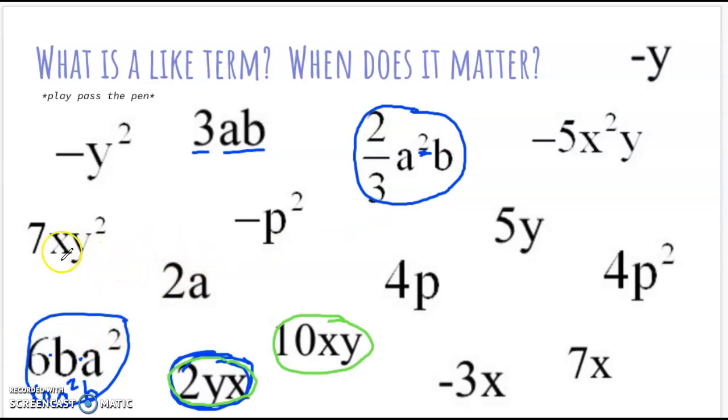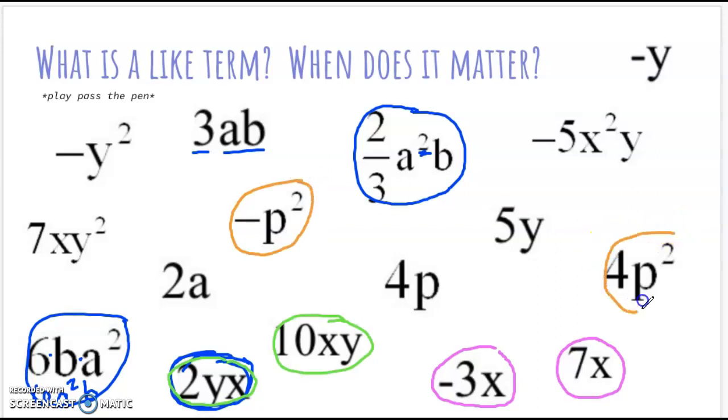Let's see here. 7xy squared. Well, I've got this negative 5x squared y. Doesn't match exactly. Can't use it. Oh, I've got this negative 3x, and that's a like term with this 7x right here. Those variables match exactly, so they are in fact like terms and can be combined. Let's see, what else? Looks like I've got this negative p squared, and I've got a 4p squared. Those would be examples of like terms. They're both represented by p squareds.